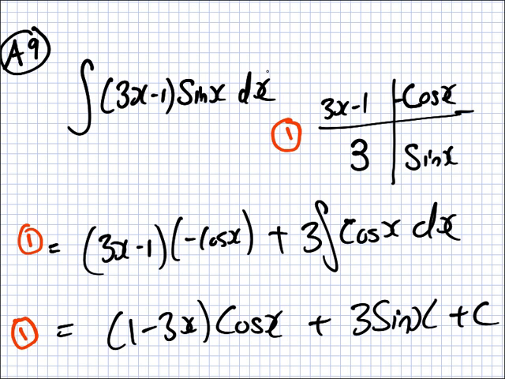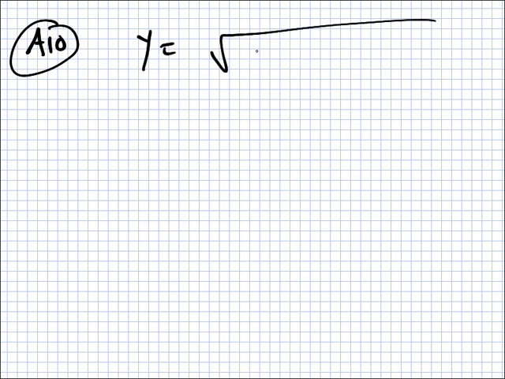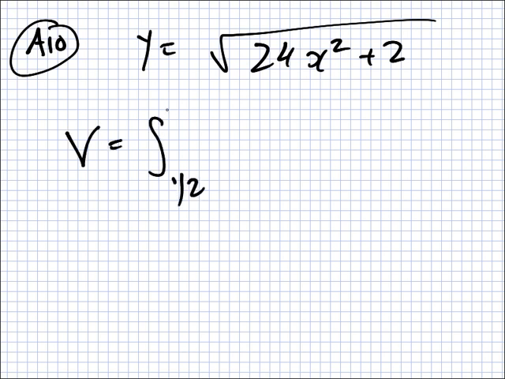Okay, can we have a look at A10 now? Okay, A10. Right, so A10, you have y equals root 24x squared plus 2, and you want the volume if you rotate this between a half and 3 over 2.